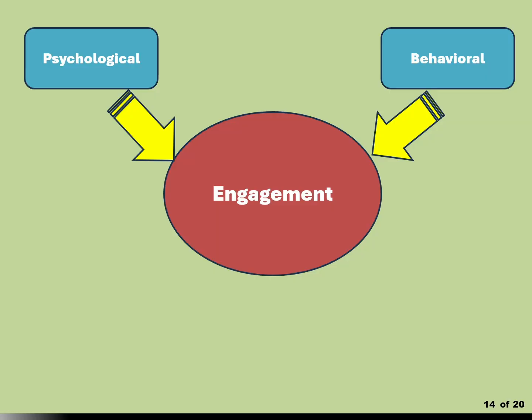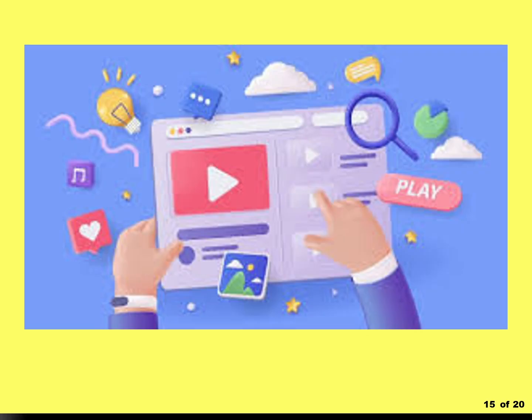Engagement is important. Clark and Mayer explain that there are two forms of engagement. They are psychological and behavioral. Psychological refers to cognitive processing, and behavioral refers to actions taken by the learner. Many educators believe if learners are actively engaged in the learning process, that they are learning. This is not always the case.